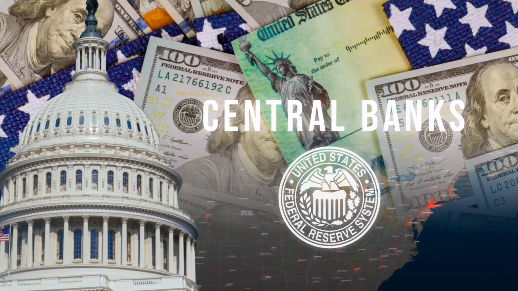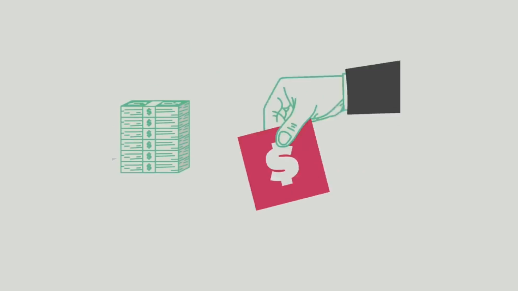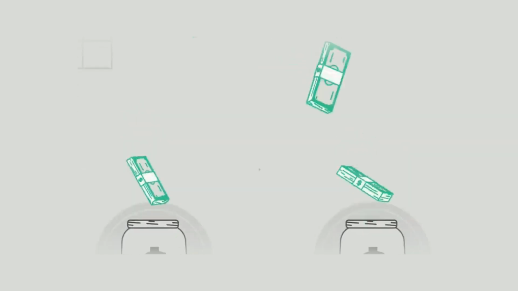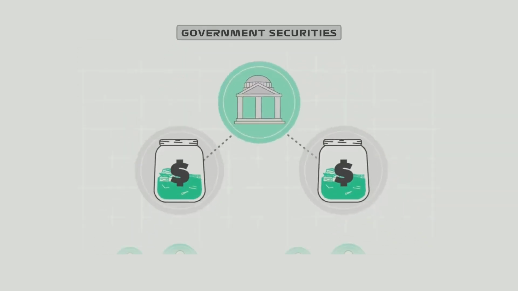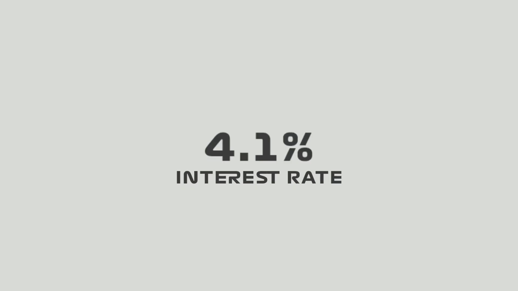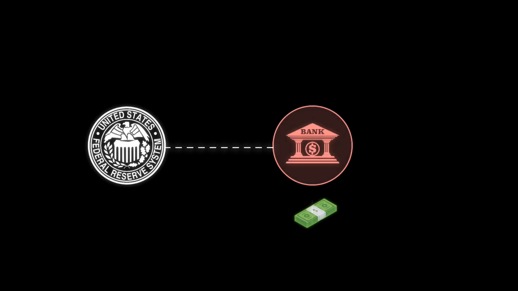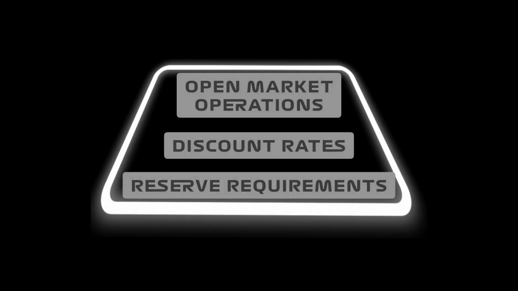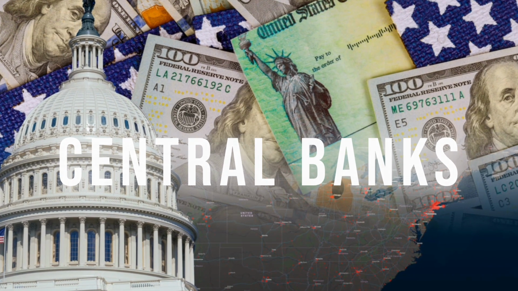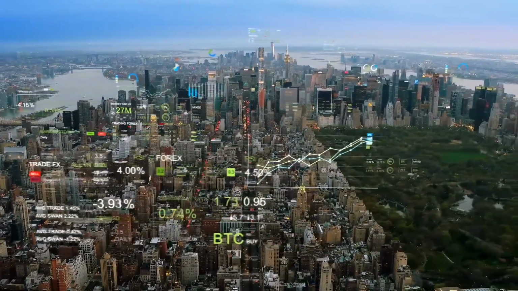Central banks like the Federal Reserve in the United States play a very crucial role in controlling the money supply. They use tools like open market operations, which is buying or selling government securities to influence liquidity. Number 2, discount rates, setting interest rates for lending to commercial banks. Number 3, reserve requirements, whereby they adjust the percentage of reserves that banks must hold. By manipulating these tools, central banks aim to maintain economic stability and control inflation.